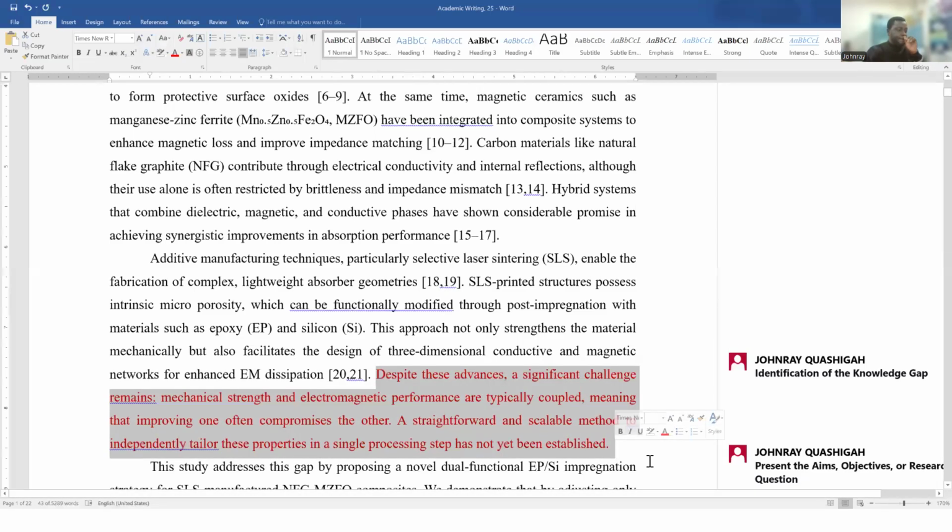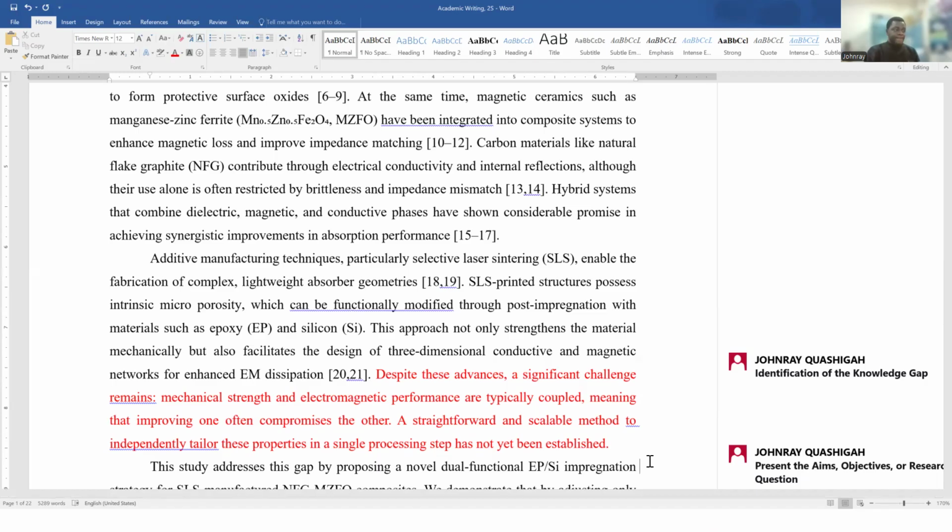Despite these advances, a significant challenge remains. Mechanical strength and electromagnetic performance are typically coupled, meaning that improving one often compromises the other. A straightforward and scalable method to independently tailor these properties in a single processing step has not yet been established.